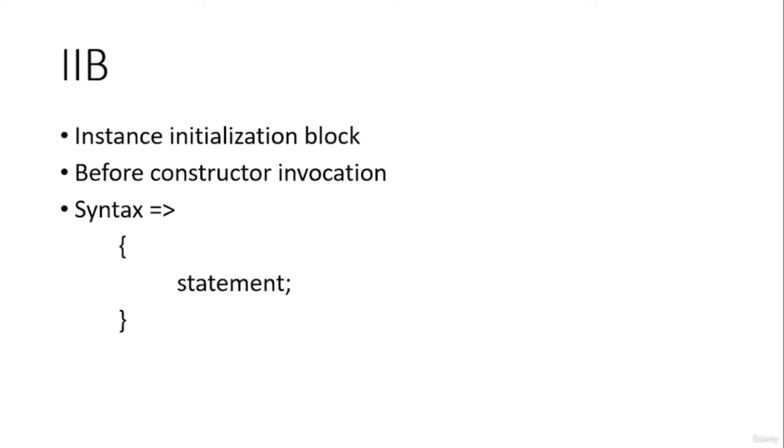One more thing about IIB is that IIBs are invoked before the constructors. Whenever there is a constructor and an IIB, the IIB will be invoked first, then the constructor will be invoked. During object creation, we have to remember that. Next is the syntax of IIB. It is declared in the class body. The syntax is braces followed by whatever statements we want to execute in the initialization block. So that's it for IIB.